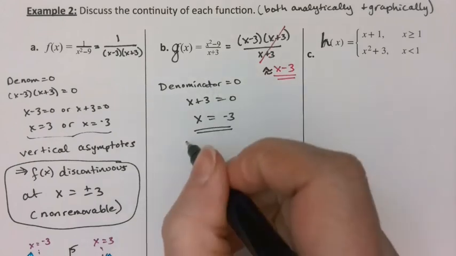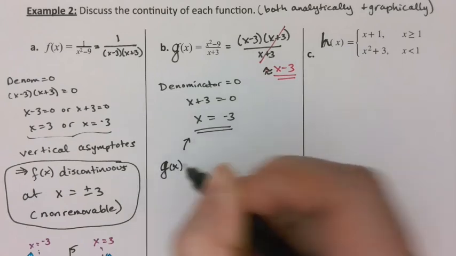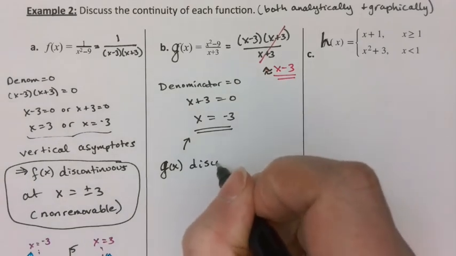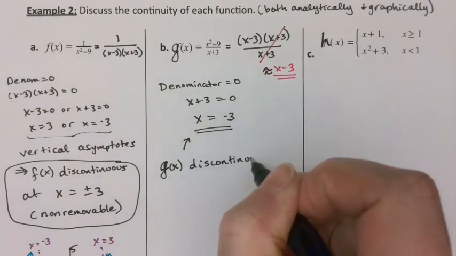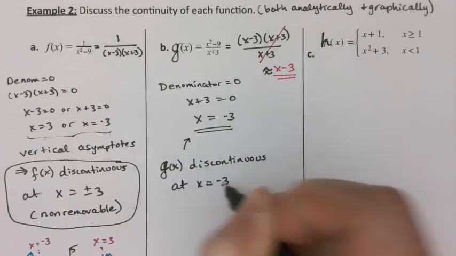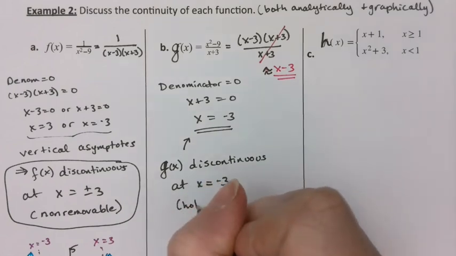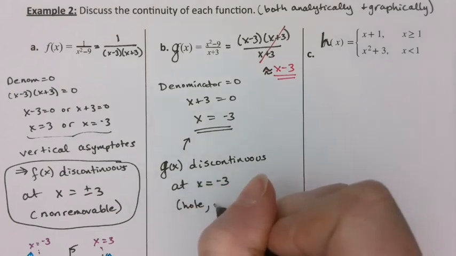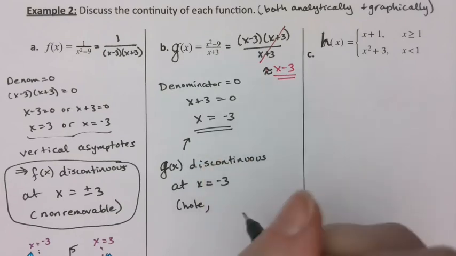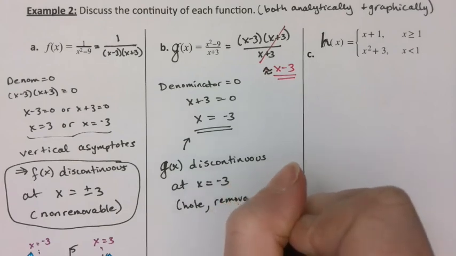So my function g of x will be discontinuous at x equals negative 3. Now, what kind of discontinuity is it? Well, you'll find out soon enough when you do the graph, but I'm right in that it's a hole. It's a puncture in the graph, like a hole in the graph. So therefore, it's a removable discontinuity.